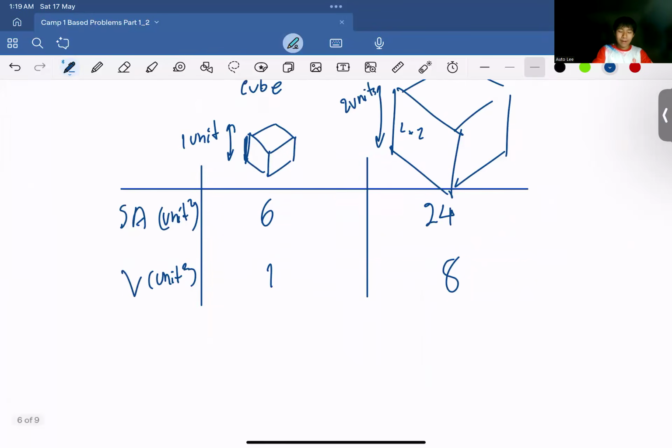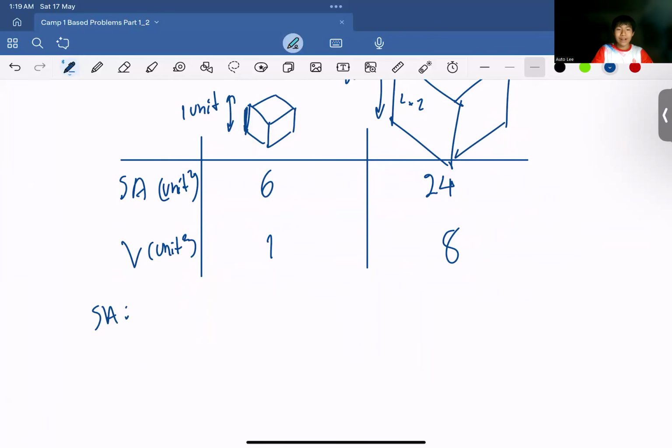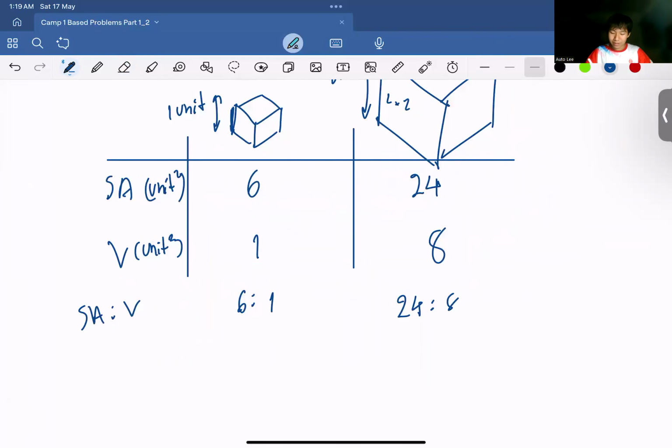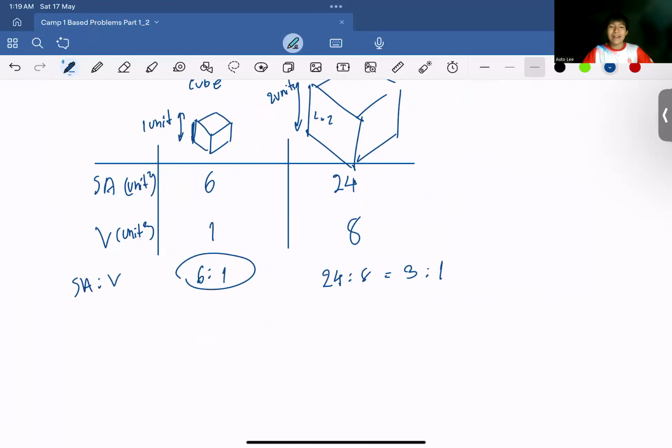Now, what about the surface area to volume ratio? We just do this. It's 6 to 1 for the smaller cell. For the bigger cell, it will be 24 to 8, which is basically 3 to 1. And we can see that for the smaller cell, this ratio is bigger. But we already know that, right?